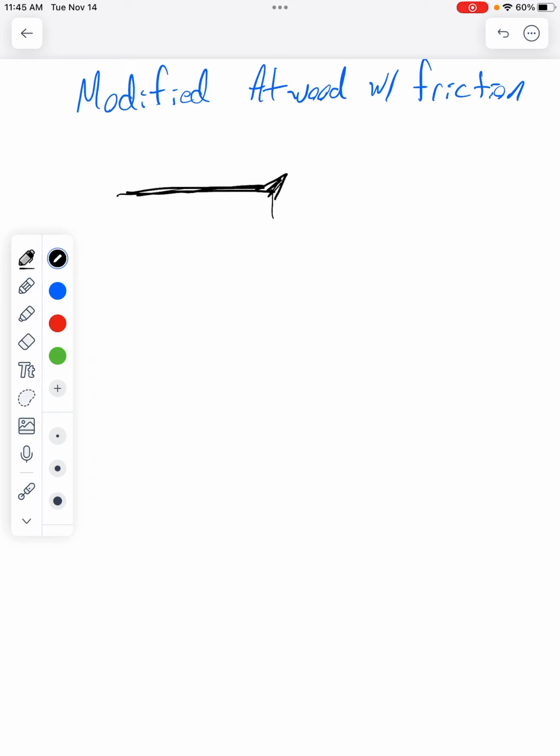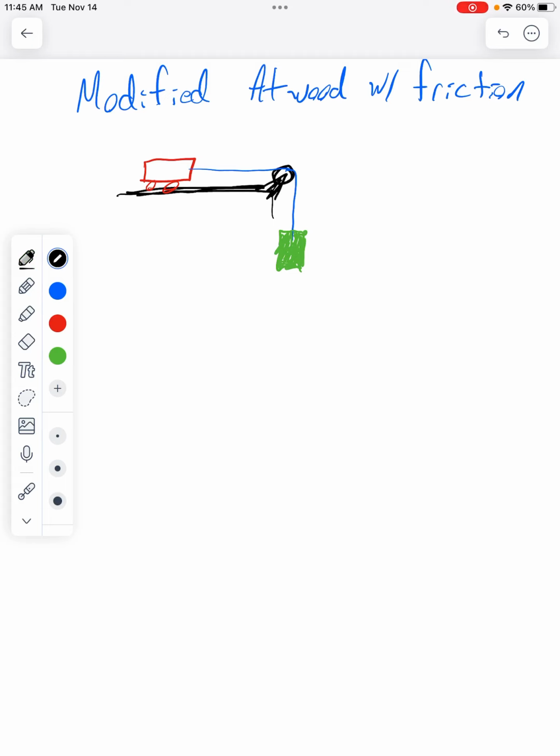So we've been looking at interacting objects problems, and we want to look at our Atwood's machine, our modified one, so an object is on a horizontal. But this time, we are going to include friction. We just make a little block a little bigger.